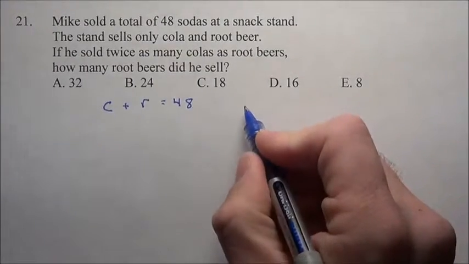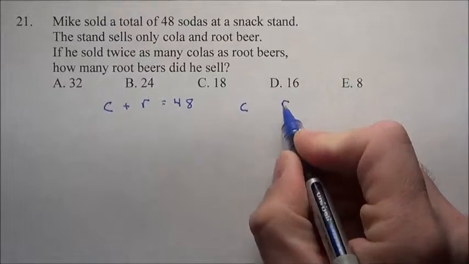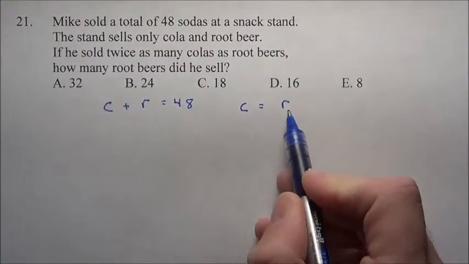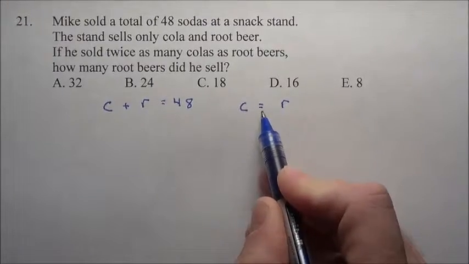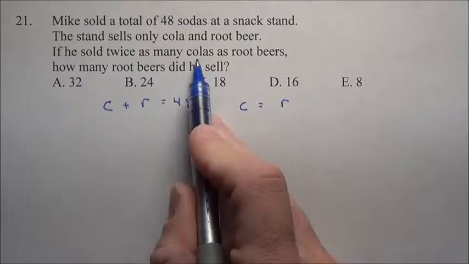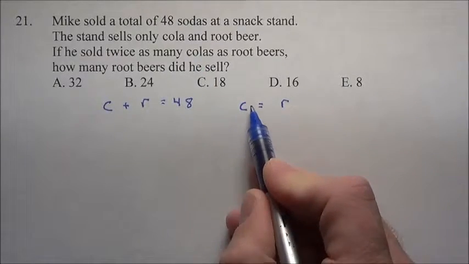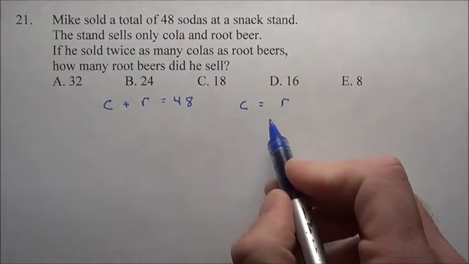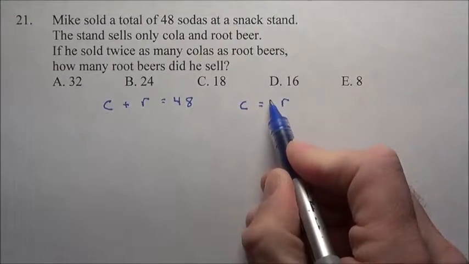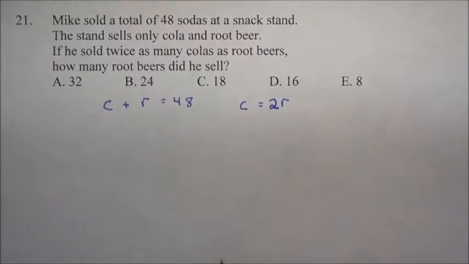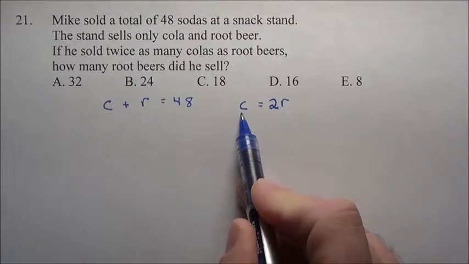So we want a relationship between colas and root beers. Now I've got to think, is it 2 times the number of colas sold equals the number of root beers sold? Or the number of colas equals 2 times the number of root beers? He sold twice as many colas. I know this number is twice as big as the R. So to make them equal, if I multiply the root beers by 2, that's going to tell me the number of colas.